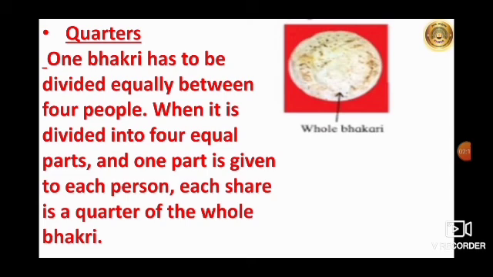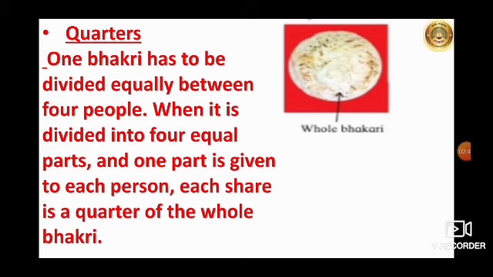Now we will see quarters. One bhakri has to be divided equally between 4 people. When it is divided into 4 equal parts and one part is given to each person, each share is a quarter of the whole bhakri. Now here only one bhakri is there and there are 4 people together, and we have to divide the whole bhakri between the 4 people.